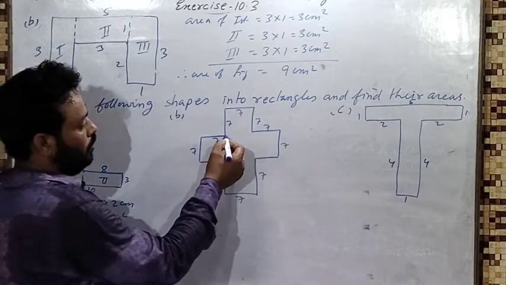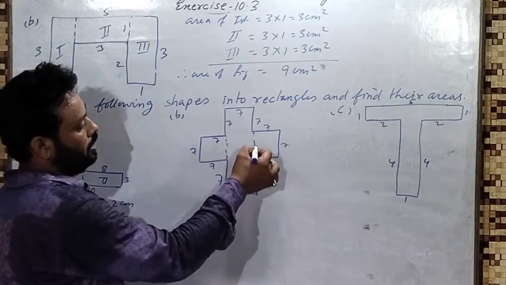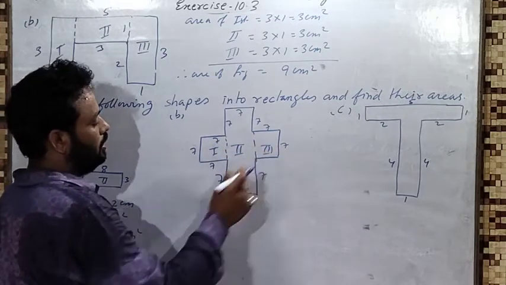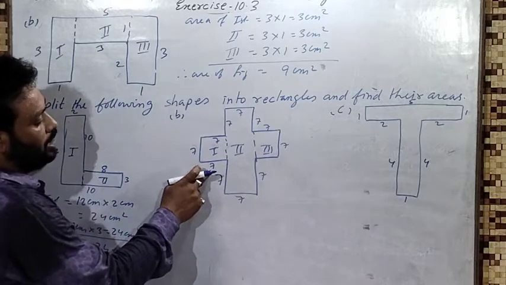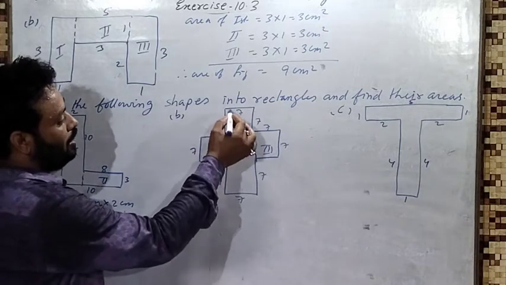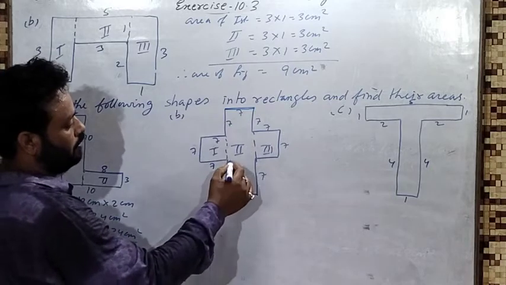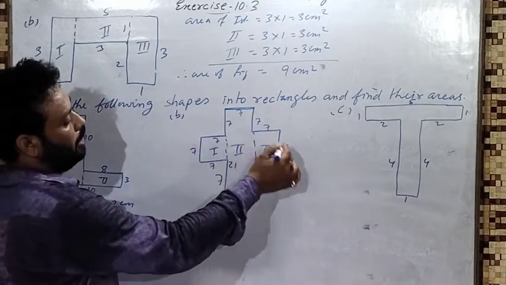Here also we can split like this, 1 part, 2 part, this one is first, this one is second, this one is third. First part we can see length and breadth is 7, 7. Second part, breadth is 7, but length will be 7 plus 7 plus 7, so length will be 21. And third part 7 into 7.